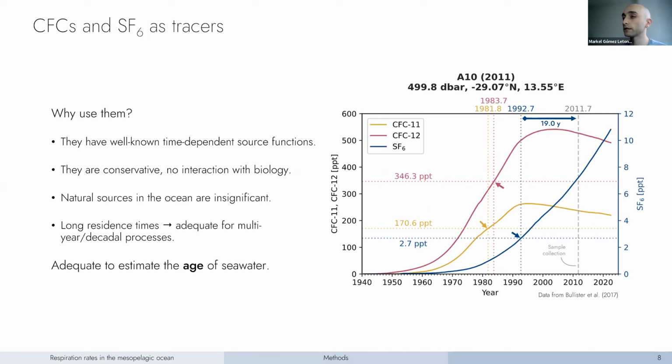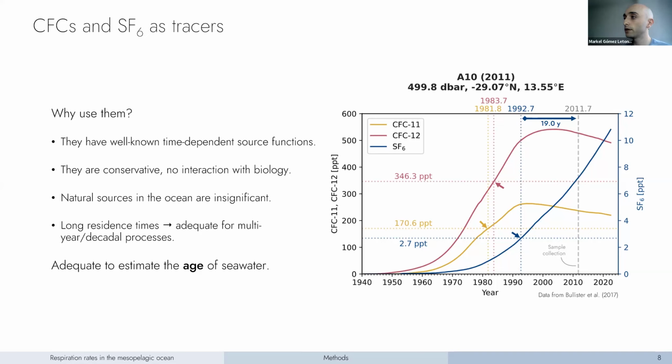We use these tracer gases because they have well-known source functions. They are conservative, meaning that they do not interact with biology. On top of this, the natural sources in the ocean are not significant, and they have residence times that make them appropriate for the timescales that we need to estimate respiration in the mesopelagic, meaning that the residence times are adequate for processes going from multiple years to decades.